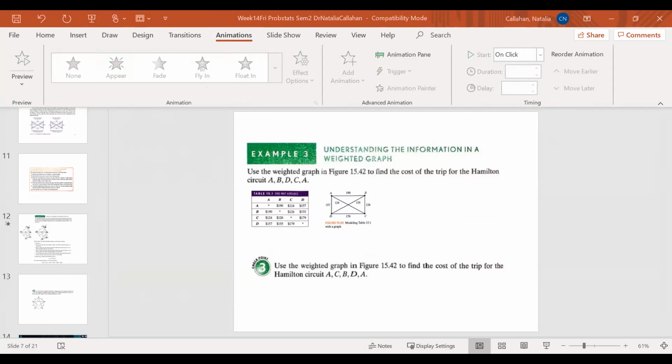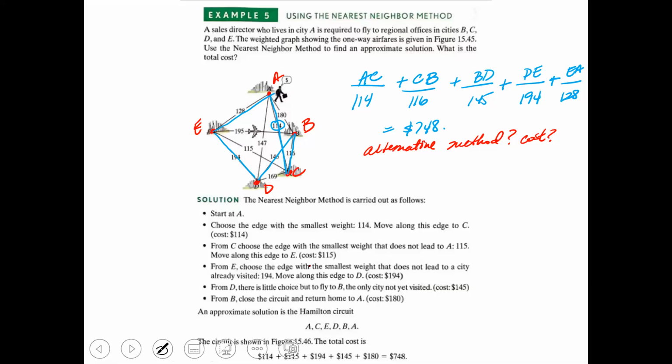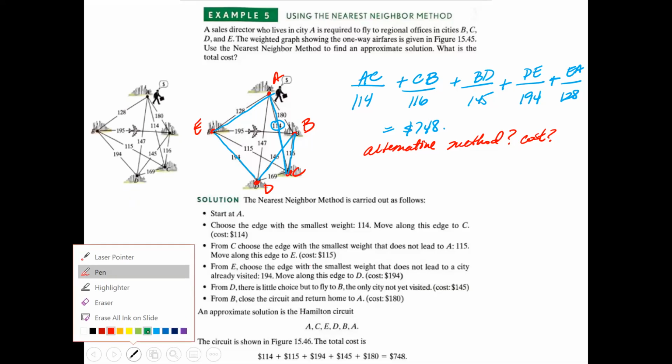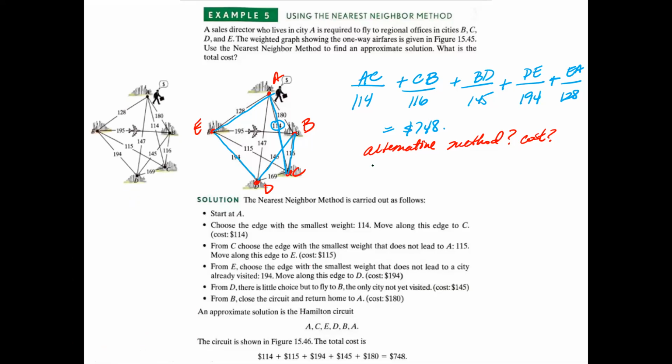Okay, let's go ahead and look at the alternative method here. So for the alternative method, I want to make sure I have a brand new map. So we're going to start at A to C. So from A, I'm going to go all the way down to C. So that's 114. That was the same as before. Plus, instead of going from C to B, I can also go from C to E.